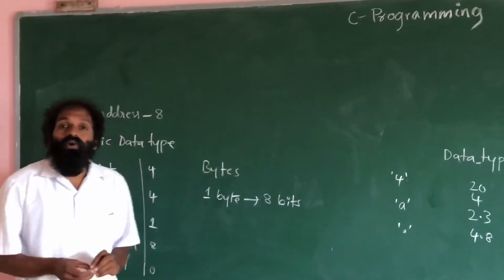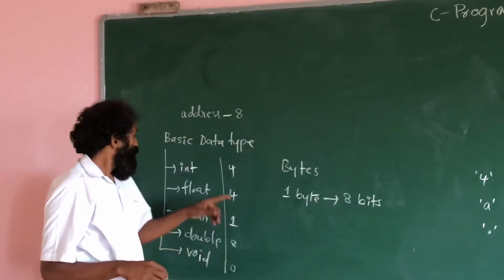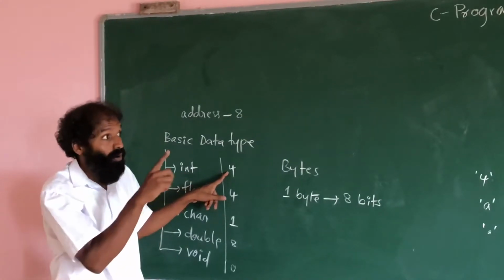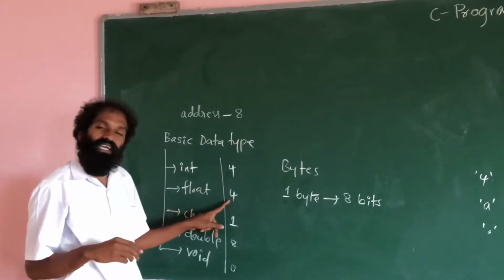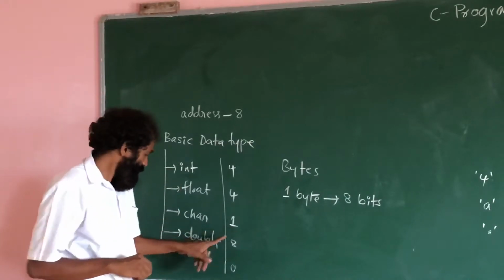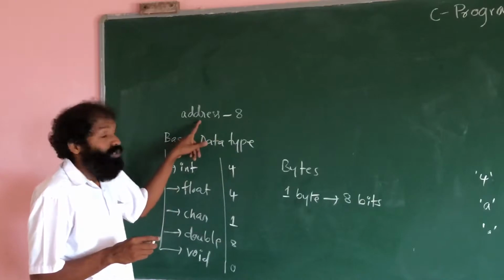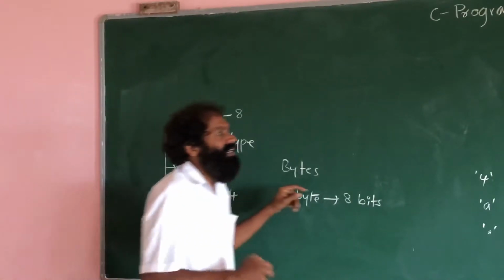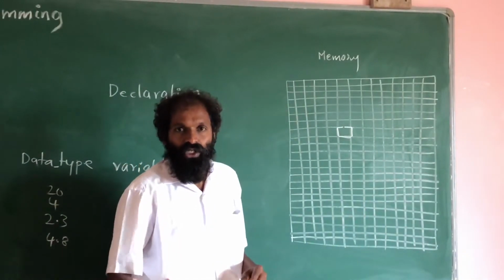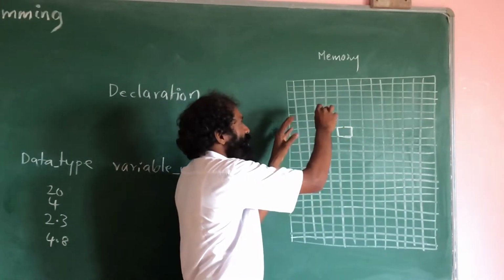If you want to store a number in the memory cell, we need to take integer. So to store this, we need 4 bytes of memory, 4 boxes. If it is float, again 4 boxes. If it is a character, only 1 box is enough, single character. If it is double, 8 boxes are required. If you want to store an address, see, all these boxes have their own number that is called the memory address.